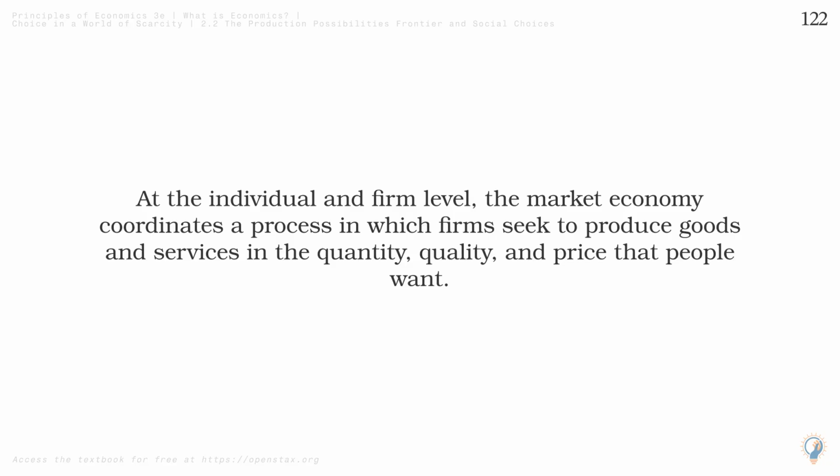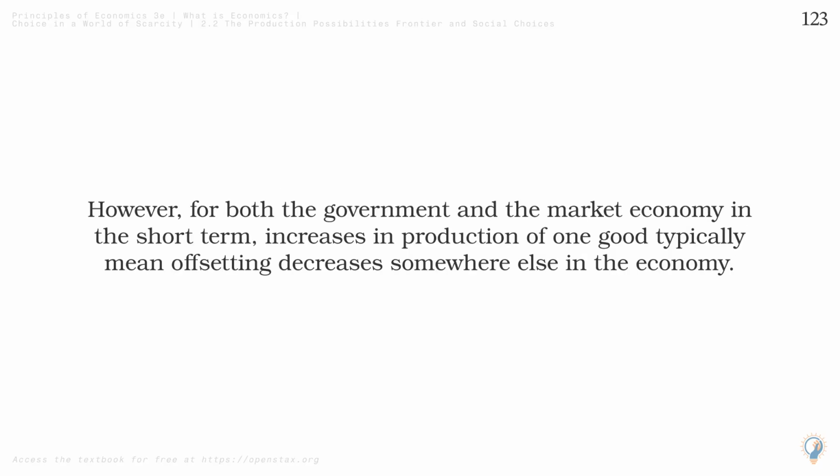At the individual and firm level, the market economy coordinates a process in which firms seek to produce goods and services in the quantity, quality, and price that people want. However, for both the government and the market economy in the short term, increases in production of one good typically mean offsetting decreases somewhere else in the economy.